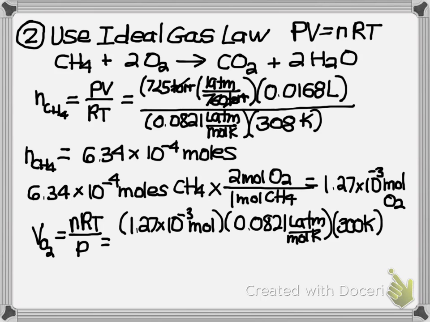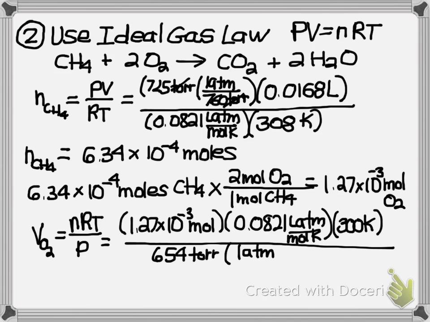Remember, if you go back and look at the problem, the oxygen and the methane had different temperatures, and the oxygen was at 27 degrees Celsius. And then the oxygen had a pressure of, where did I write it down? 654 torr. And you could convert that into atmospheres by using the ratio 1 atmosphere equals 760 torr. And when you solve this, you get 36.3 milliliters of oxygen.